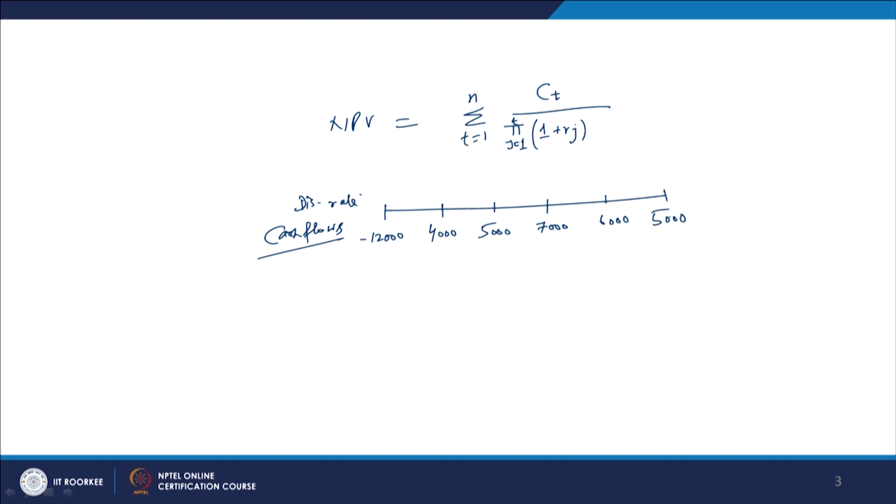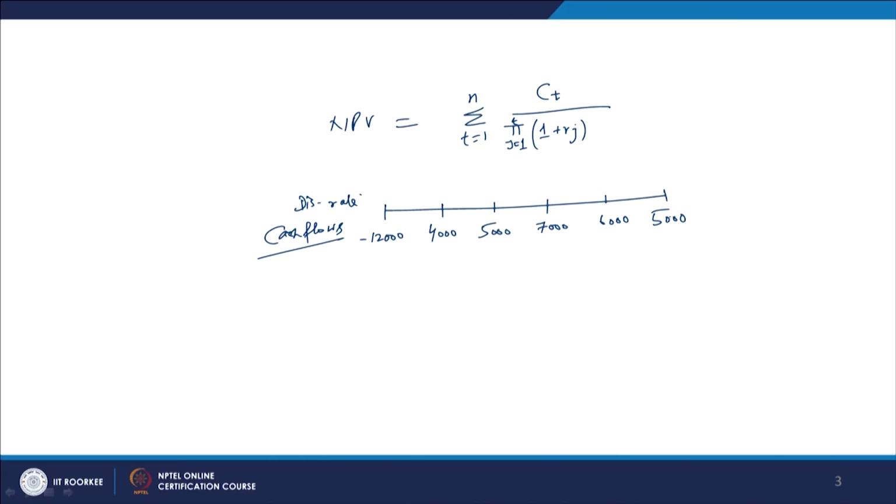And mind it, these cash flows are occurring at the end of the period. Period may be month, year, or whatever it is. One period is 1 year, for example, in this case. So, it is not occurring at the beginning of the period. Basically, it is like an ordinary annuity. I will not call it an annuity because the cash flows are uneven, but they occur at the end of the period, not at the beginning. So, 4,000 is coming at the end of the first year, 5,000 at the end of the second year, 7,000 at the end of the third year, 6,000 at the end of the fourth year, and 5,000 at the end of the fifth year, right.